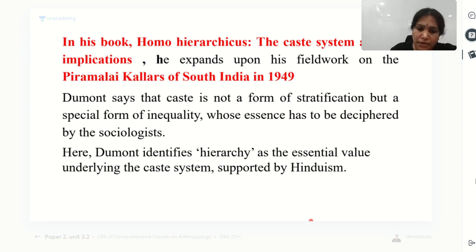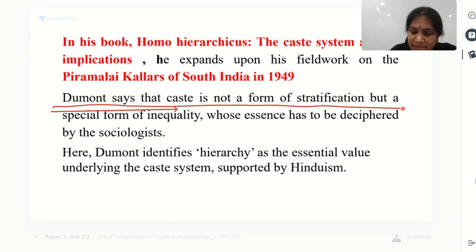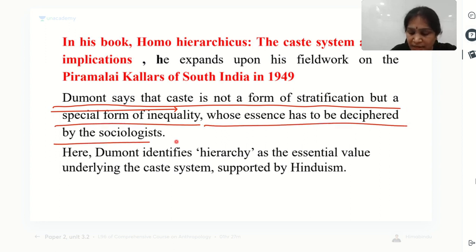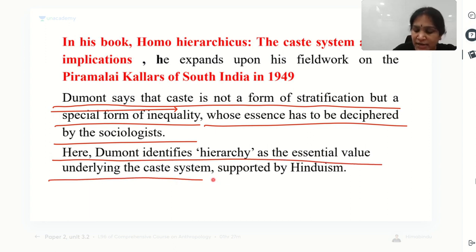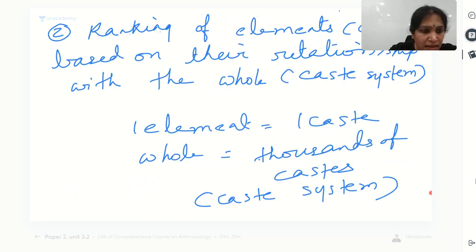Okay, so fine, your answers are all correct. Dumont says that, quickly listen please, complete focus. Dumont says that caste is not a stratification but a special form of inequality whose essence has to be deciphered by sociologists. Here Dumont identifies hierarchy as essential, underlying the caste system supported by Hinduism.